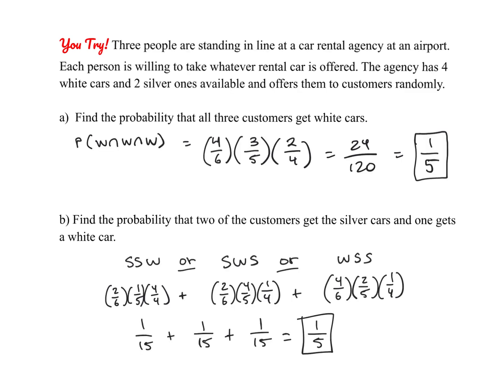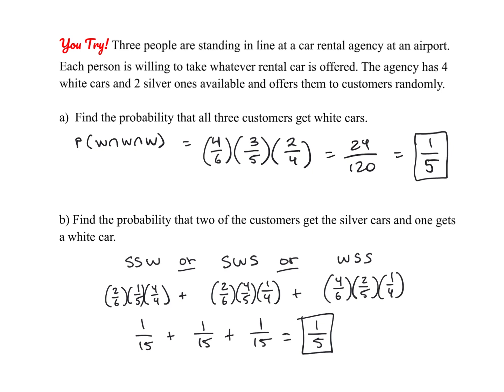All right, go ahead and check your work here. So for this first one, you can see that if they're all 3 white, not only does the total outcomes decrease, but the favorable outcomes decrease as well as they're being used. So 4/6 times 3/5 times 2/4.